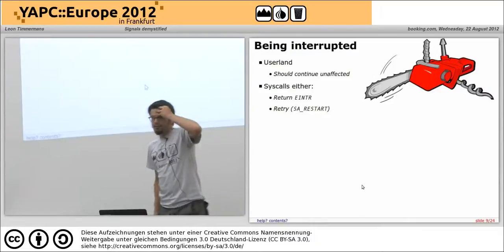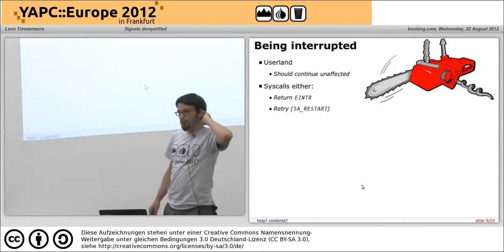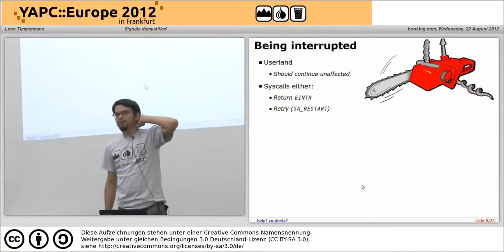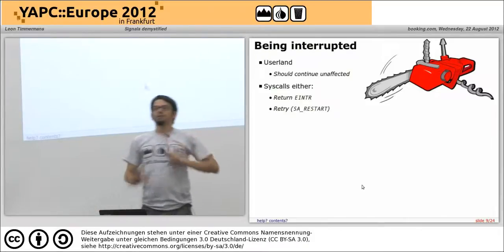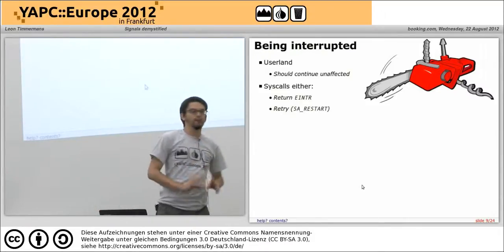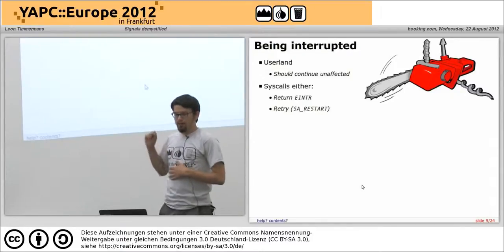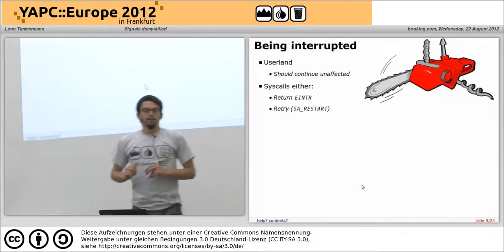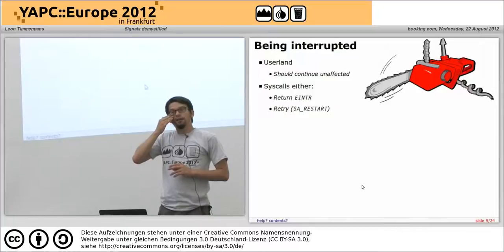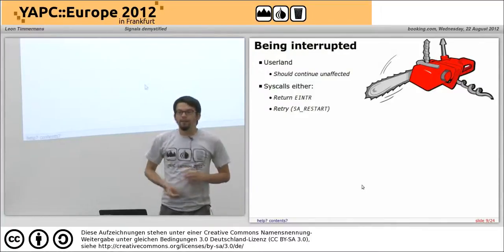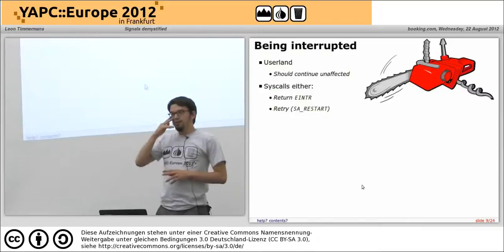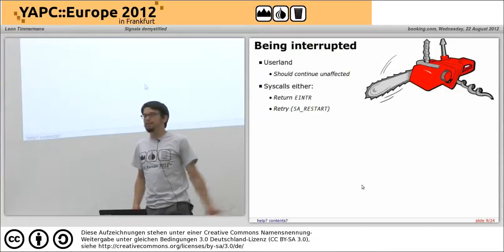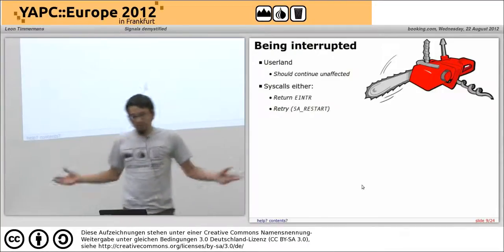SysV-like systems like Linux tend to prefer to return an error. BSDs prefer to restart. In most cases, it's not well defined which one must be done. Either is allowed. But using the restart flag, you can ask, I want the restart behavior, which is very convenient in a lot of cases, but in some other cases makes correct code harder to write. It makes easy things easier, it makes hard things harder. It's a trade-off.